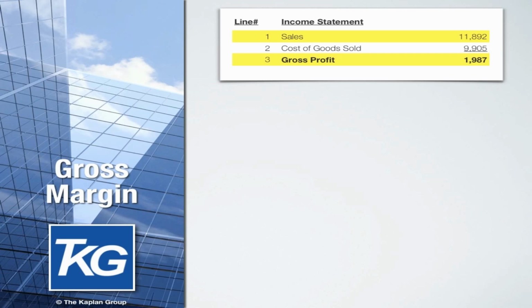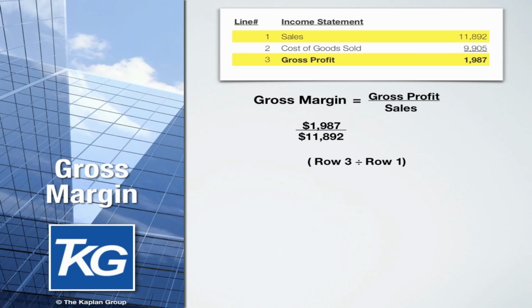Since the income statement is a measure of profitability, the first thing we want to do is analyze some of the profitability measures. The first one is gross profit, which is the profit the company made on sales after cost of goods sold. We are going to calculate the gross margin to look at profitability as a percentage. The gross margin is calculated by dividing the gross profit of $1,987,000 by revenue of $11,892,000, and we see that the gross margin percent is 16.7%.